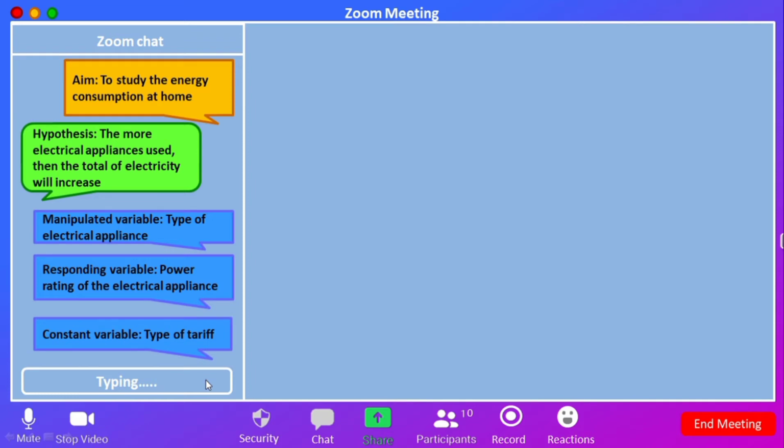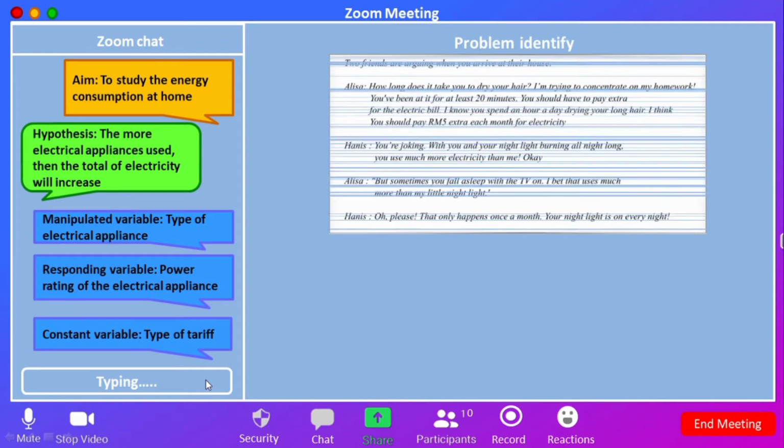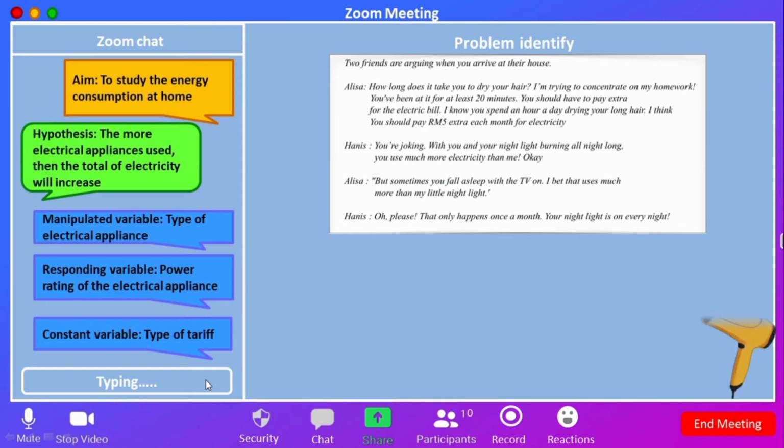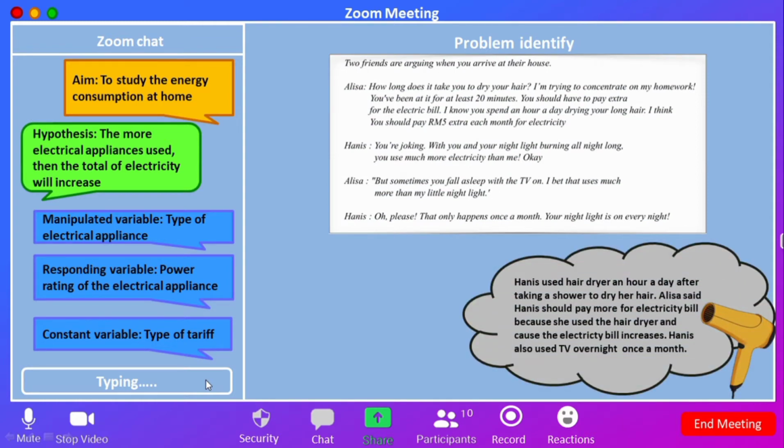So, let's identify the problem from the conversation above. From the conversation, we know that Hanis used a hairdryer an hour a day after taking a shower to dry her hair. And her roommate, Alisa, said Hanis should pay more for the electricity bill because she used the hairdryer every day and caused the electricity bill to increase. Hanis also used the television overnight once a month.